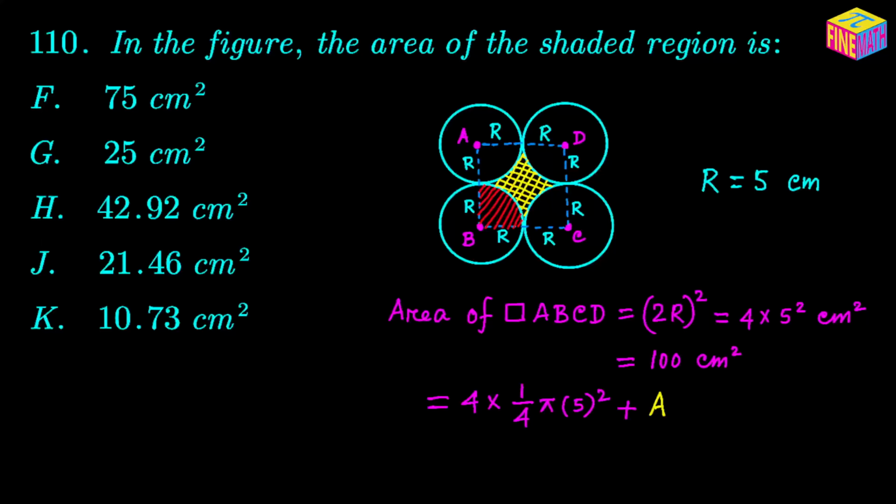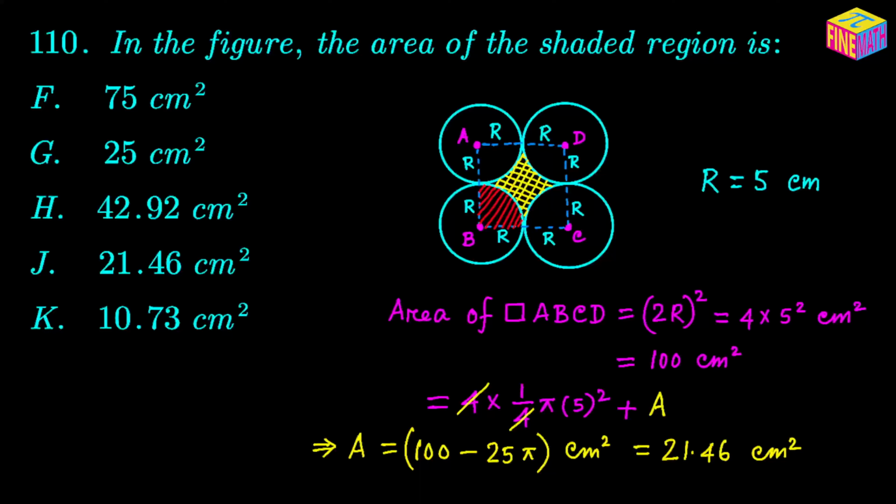And then from here we can easily calculate the value of A. A must be equal to 100 minus, and here this 4 and this 4 will cancel each other, so that would be 25 times pi. If you punch in the numbers in the calculator, this will turn out to be 21.46 square centimeters, and that is our answer. If you look at the answer options, we have 21.46 square centimeters under option J, so option J would be the correct option.